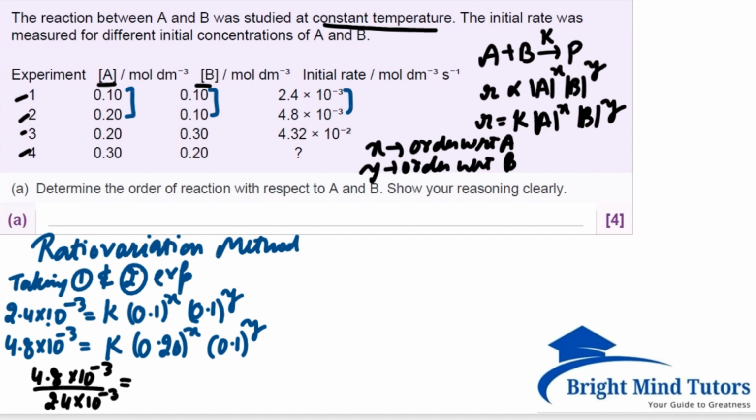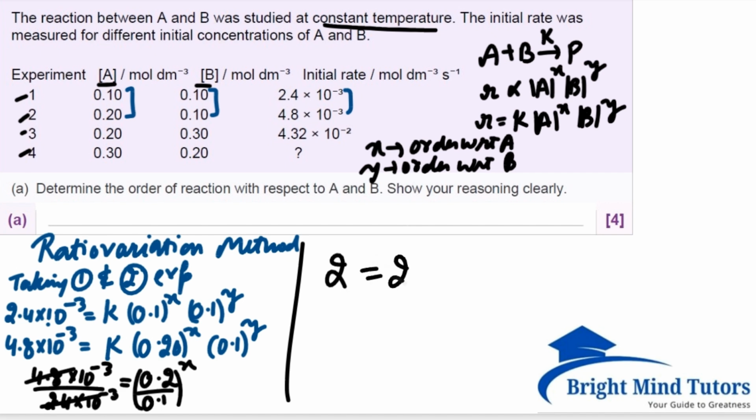The K values will get cancelled from both. We will be left with 0.2 upon 0.1 raised to the power of X. So you can see here, on solving this ratio it comes out to be 2 only. So 2 is equal to 2 raised to the power of X. Now the bases are the same, so the powers can be equated.